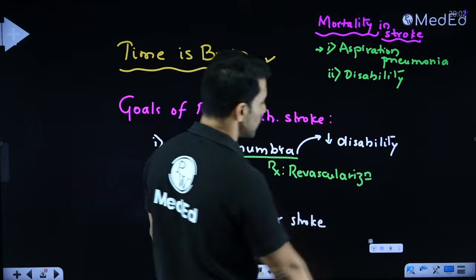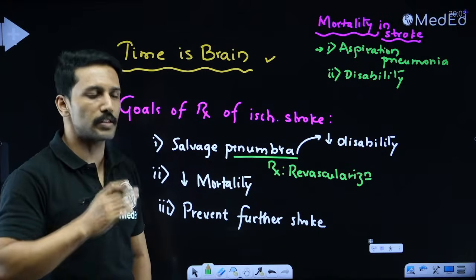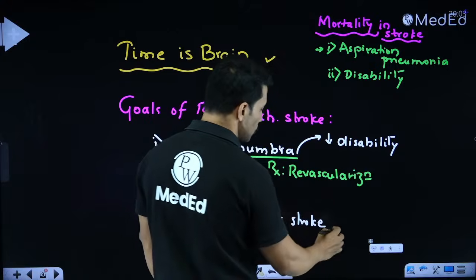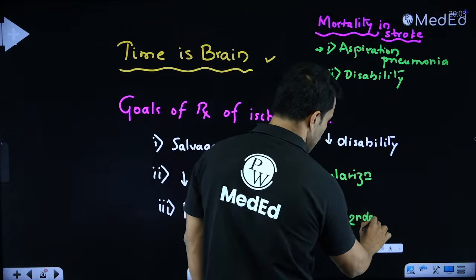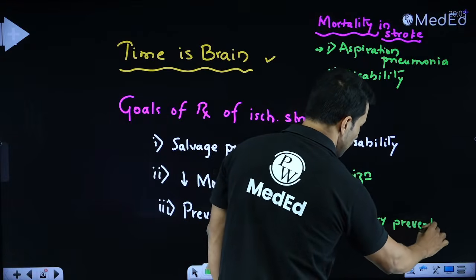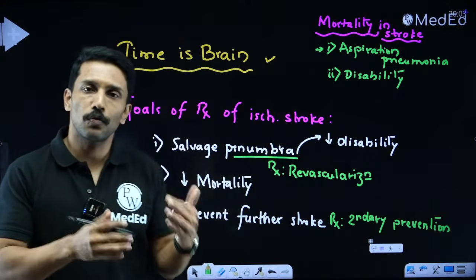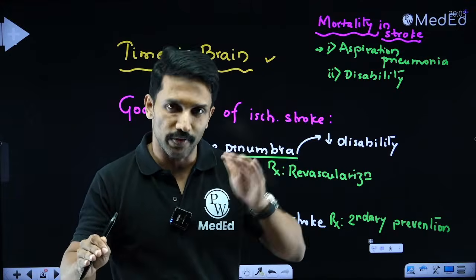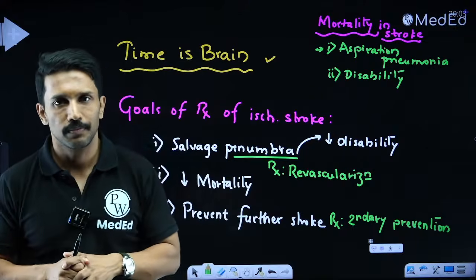You open that blood vessel through whatever techniques you have right now. So we'll call it revascularization. And whatever I do to prevent future episodes of stroke, we will call that secondary prevention, because already an episode of stroke has occurred. We are trying to prevent future episodes of stroke. If I try to prevent the first episode of stroke, then it becomes primary prevention. Already one episode has occurred, we are preventing further episodes, then it becomes secondary prevention, right?